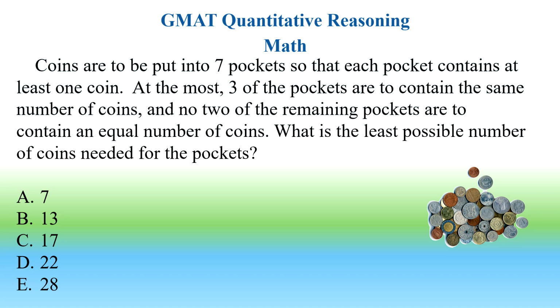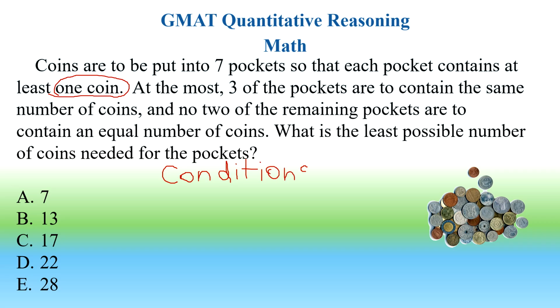Coins are to be put into 7 pockets so that each pocket contains at least one coin. So when you read these, you need to get your conditions. And your first condition is that each pocket has to have one coin. This math may seem easy, and it is if you get your conditions straight.